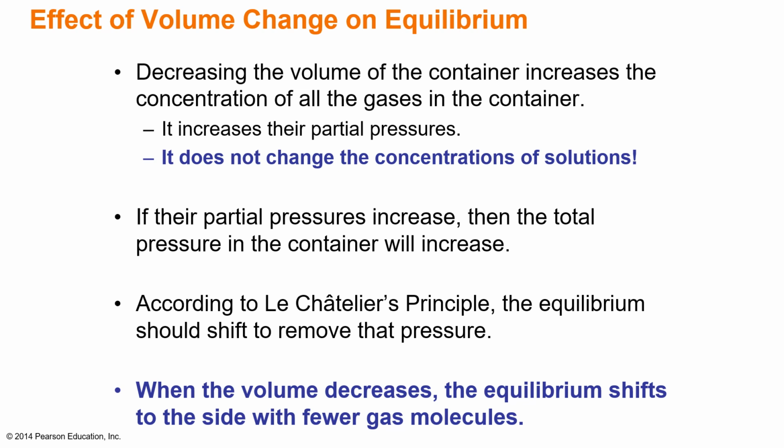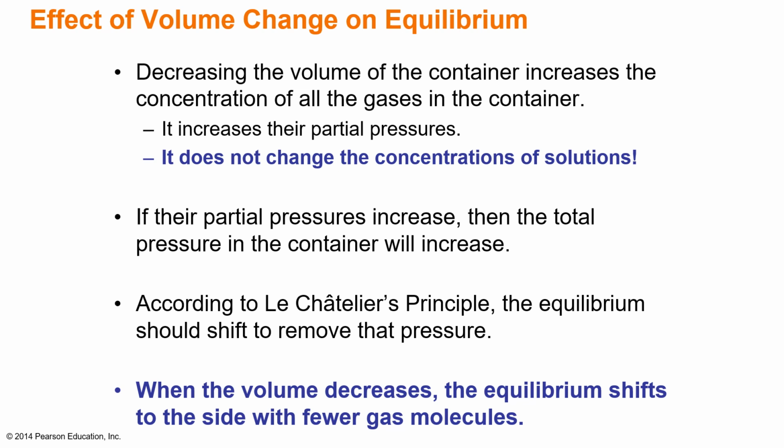What if we change the volume? So if we have gaseous reactions and we decrease the volume of the container, by shrinking that volume, that increases the concentration of all the gases that are present, increases their partial pressures, but it does not change the concentration of solutions, only gases. Okay? If their partial pressures increase, the total pressure in the container will also increase.